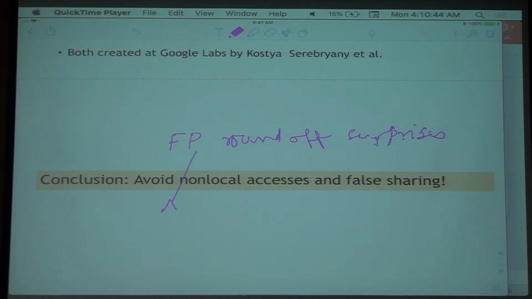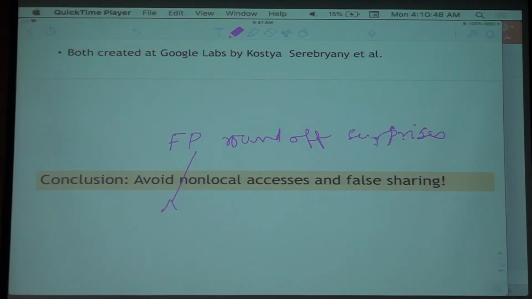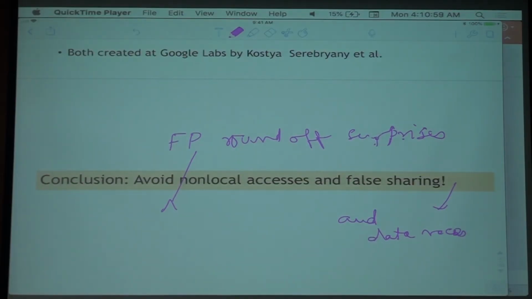I will say, the gist of what I talked about today is: avoid floating point round-off surprises, avoid non-local accesses and false sharing, and avoid data races. So we covered these topics: non-local, round-off, false sharing, data races.